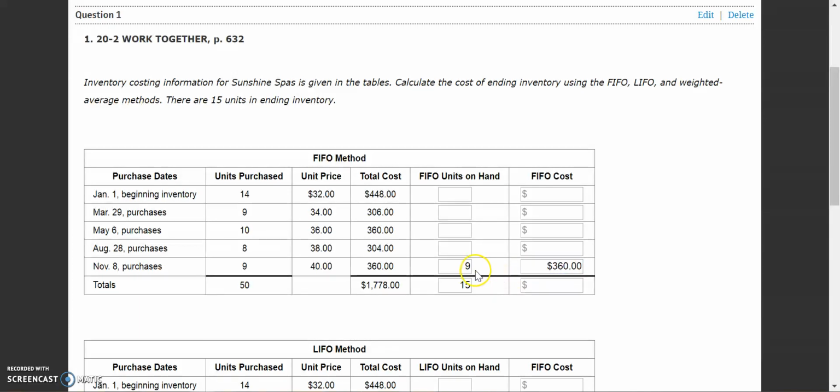Then we need to move back because we still aren't at 15. So we come back to our next purchase, which is on August 28th. We had 8 of them. We do not need all 8 of them. We just need 6 of them in order to get to our total ending inventory of 15. So we put 6 in here, and then we have 6 times our unit price of 38. When we do that calculation, that's $228.